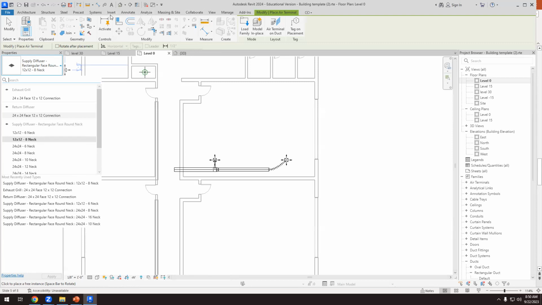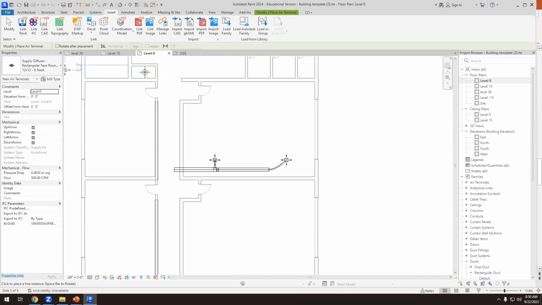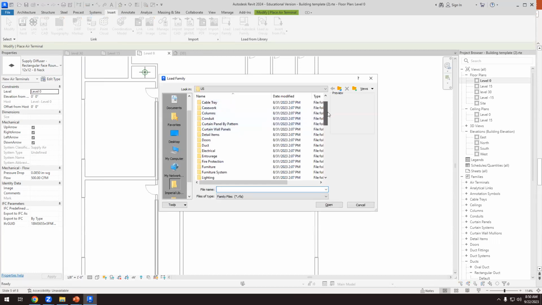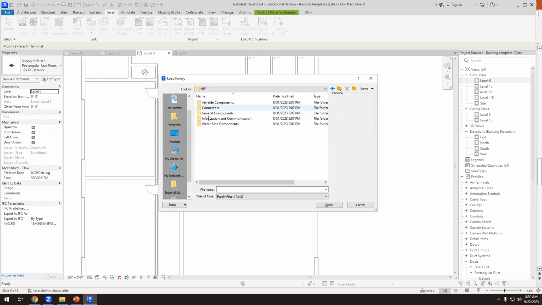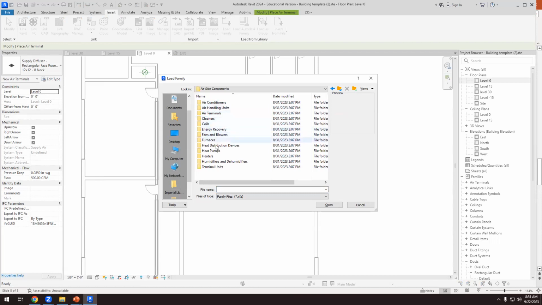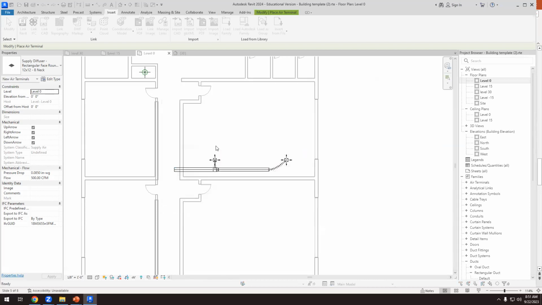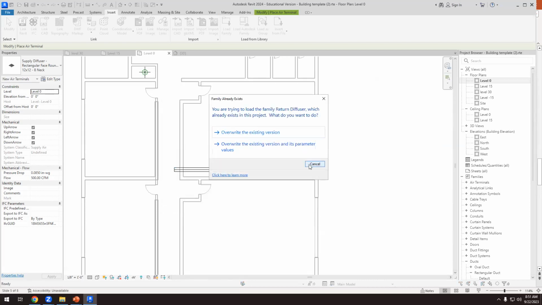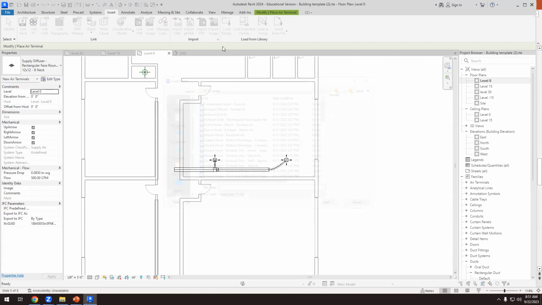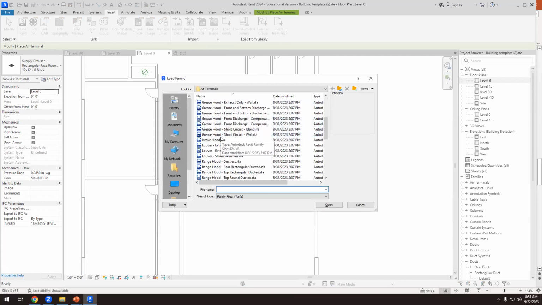Probably I could have inserted a new one. Let's try. Insert family. We are in mechanical MEP, air side components. Air side means we are dealing with air, so we have to go to air side components. And do we have air terminals? And here we have exhaust return diffuser. So it's in return diffuser.